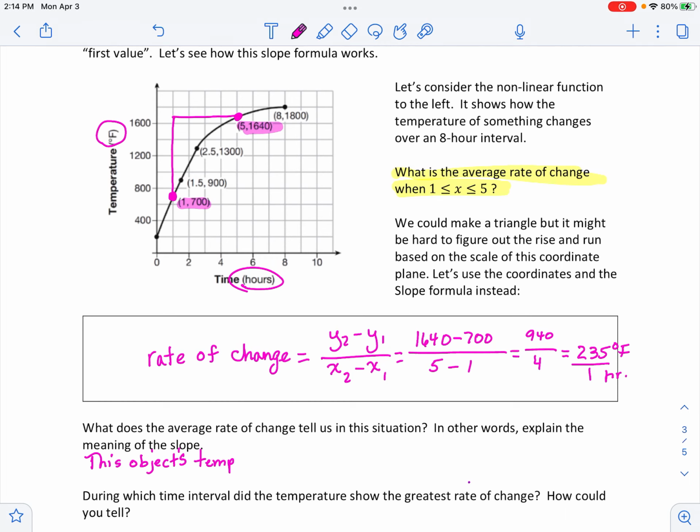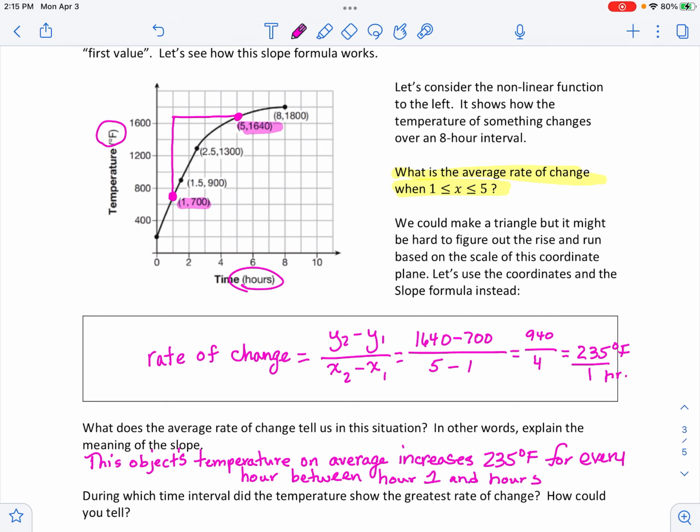So the meaning of this slope would be that this object's temperature on average, right? This is an average rate of change. On average, increases, since it's positive, 235 degrees Fahrenheit for every hour between 1 and 5. Hour 1 and hour 5. So remember, we didn't use any data before hour 1, and we didn't use any data after hour 5. So this is only between hours 1 and 5.